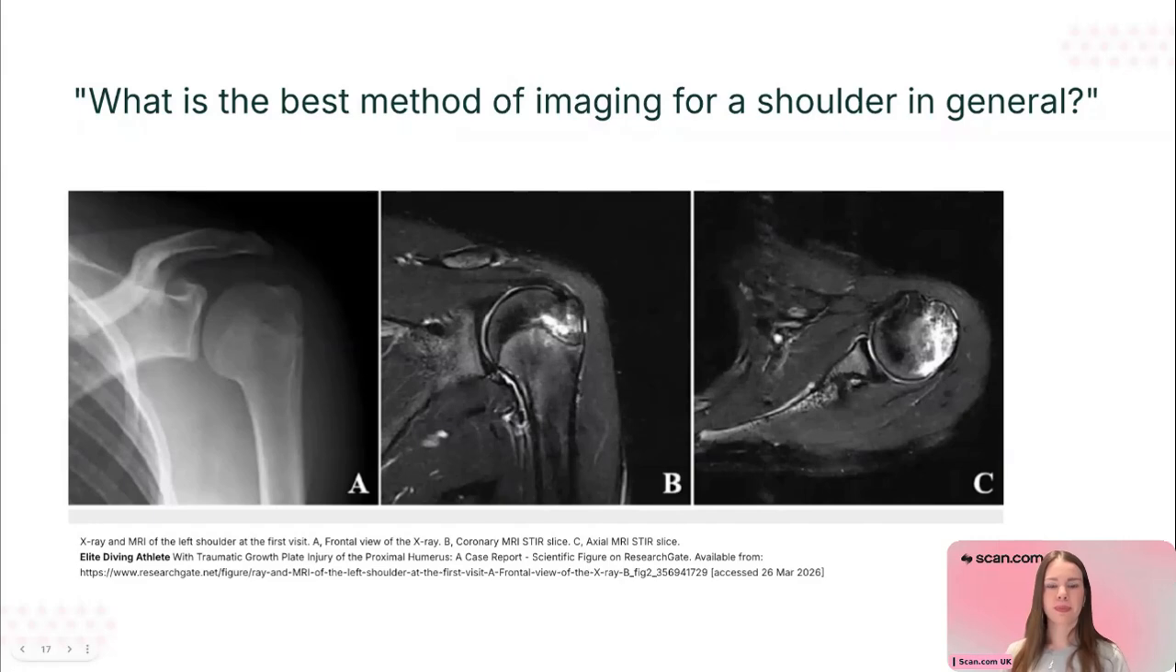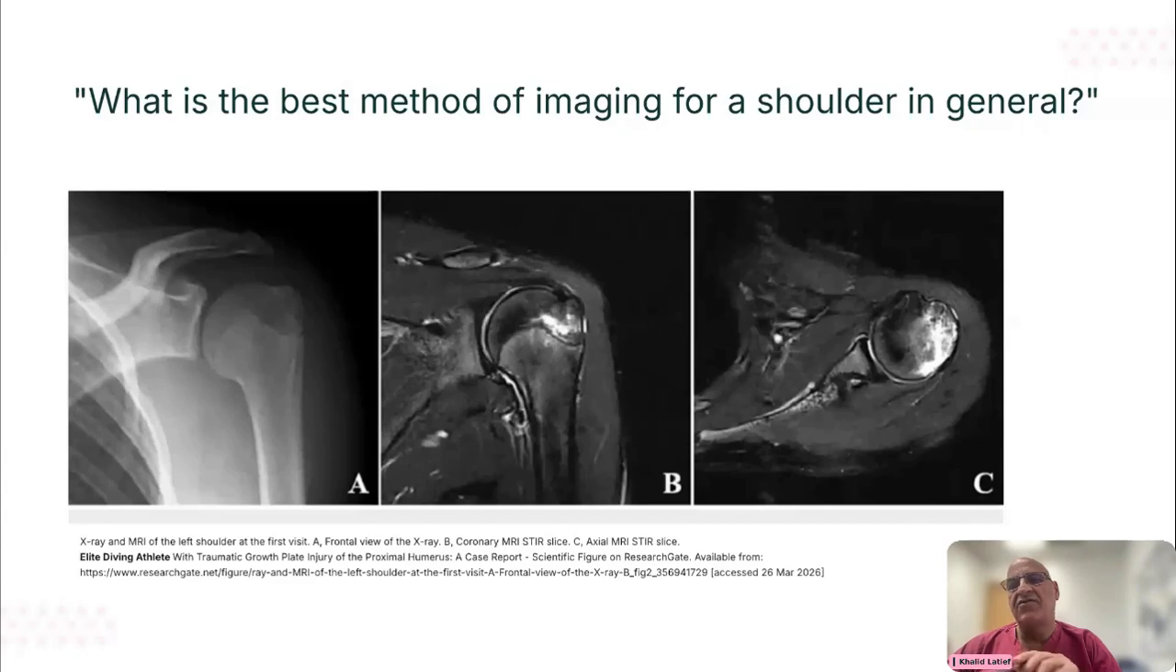Yeah. So imaging the shoulder, like most joints, I think you start off with an X-ray. It's really important to do that, because you'll see some calcification in soft tissues, for example, which is more difficult to see on MRI scan. So on image A, you've got an X-ray of somebody who was an elite diving athlete. They probably dive in with their hands, and the right two images are STIR images, a coronal image on B and an axial image on C.